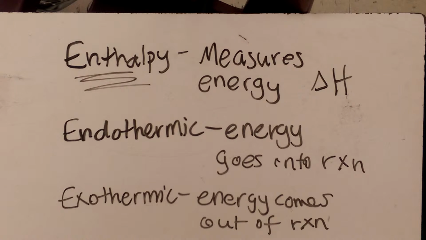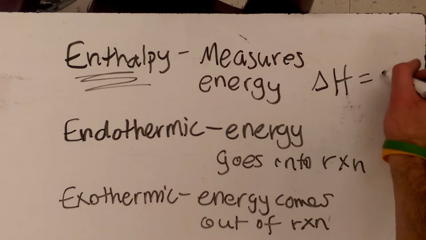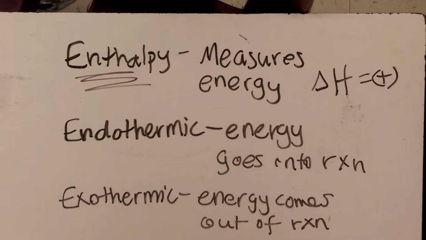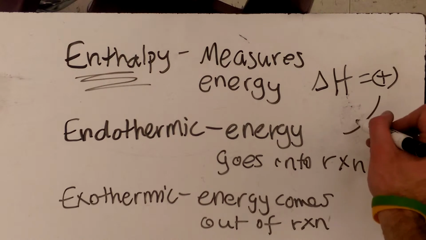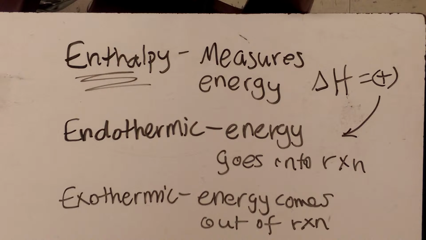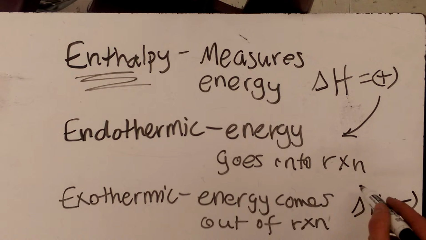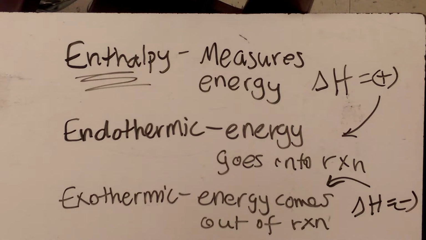One of the biggest other ways we can determine whether something is going to be endothermic or exothermic is based on the sign of delta H. So if delta H is positive, we know that it requires energy, so it's endothermic. Energy has to go into it. However, if delta H is negative, we know that energy is coming out of that reaction. We know it's exothermic. So again, all that enthalpy does is it measures energy.